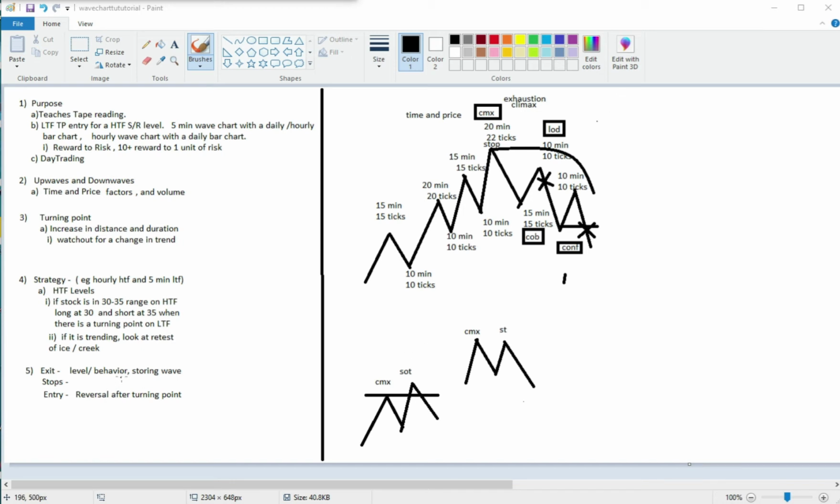You look for either a level or certain types of behavior, like a strong wave or something like that. It's basically two things: either a level of interest where you know the other side is going to enter, or a behavior like heavy volume coming off the bottom, a change of behavior or shortening of the thrust, or something that's telling you that the trend is in jeopardy, or a really strong wave, which we just saw.